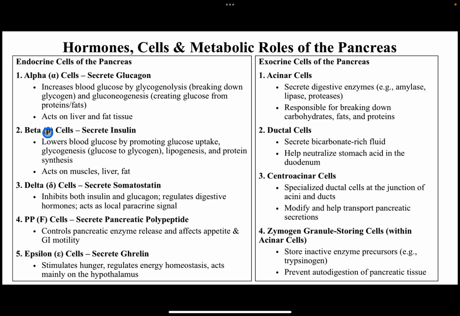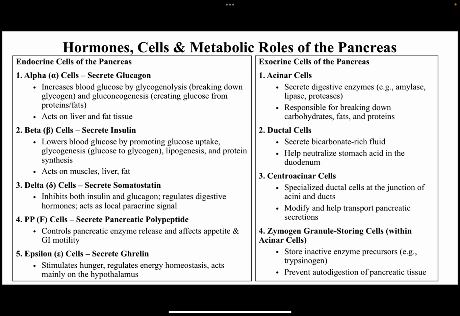Is that okay? And then the beta cells, they work to secrete insulin, and the insulin lowers your blood glucose level. How is it able to achieve that? It also uses two processes: glycogenesis and lipogenesis. Lipogenesis means you are converting excess sugar into fats, or into triglycerides. And then glycogenesis is when you are converting excess glucose into glycogen. And once you are converting excess glucose into glycogen, you end up reducing the glucose.